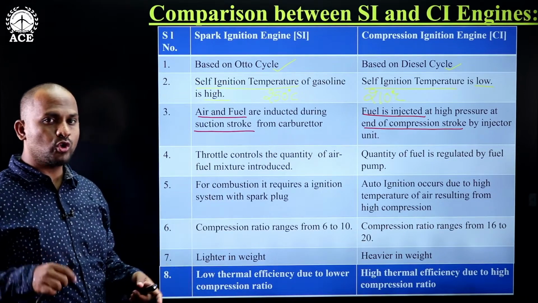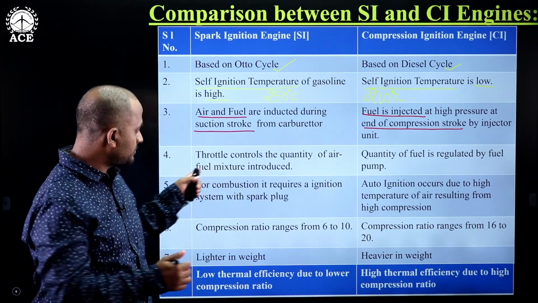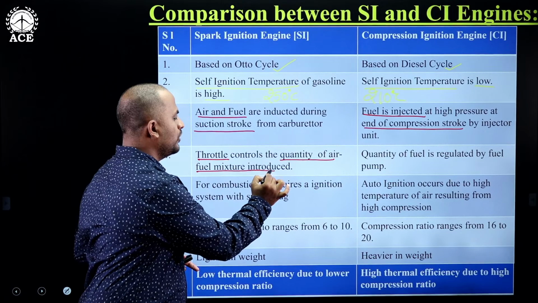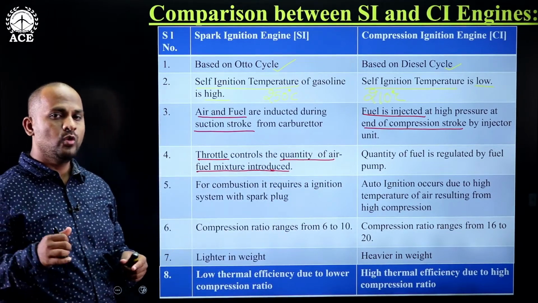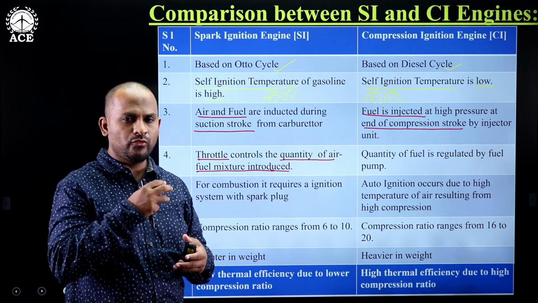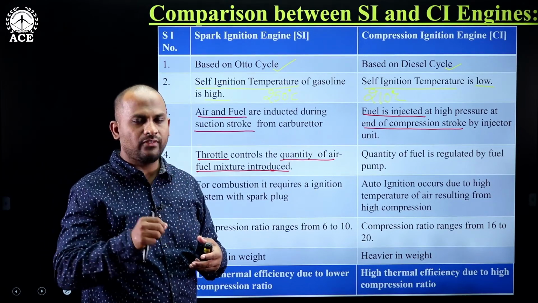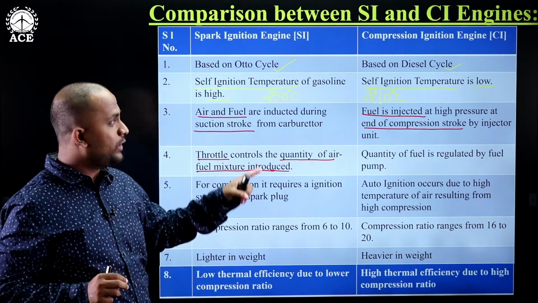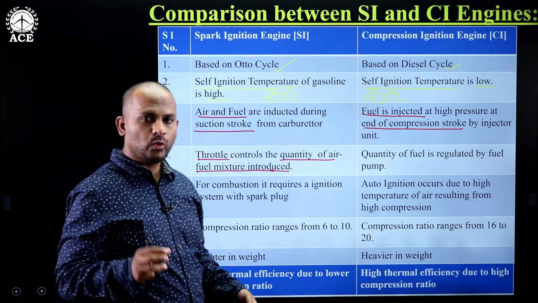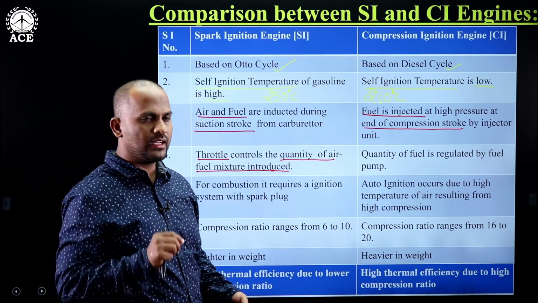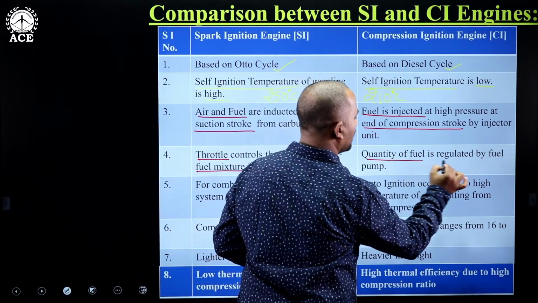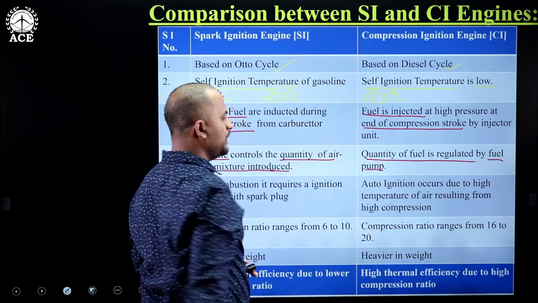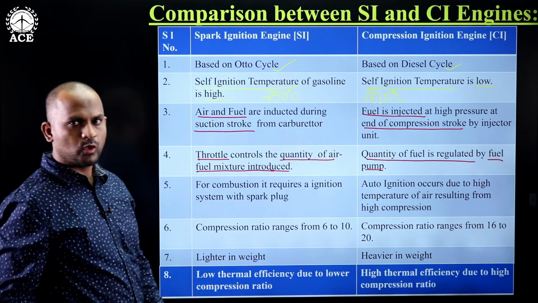Now with respect to throttling, we can control the quantity of air-fuel mixture introduced into the cylinder with the help of throttling. That is, the air-fuel mixture coming from the inlet valve, we can control that quantity with the help of a throttling process. Whereas in the case of CI engines, we cannot control the air entering the cylinder, but we can control the quantity of fuel with the help of a fuel pump.